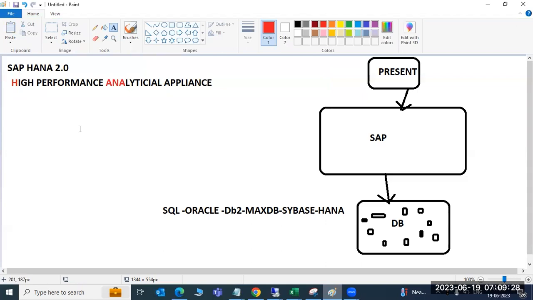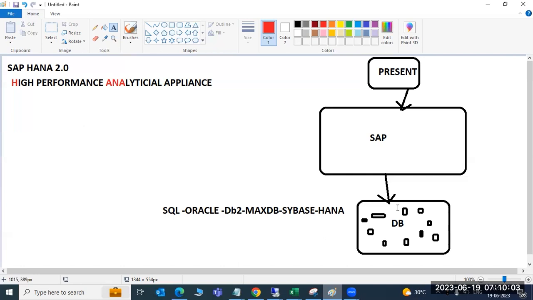In the name itself, in the abbreviation itself, you see high performance. The performance is very high here, for storing the data or retrieving the data from the database. Normally a database is not only for storing the data, we can also retrieve the data from the database level, also for analysis purposes, right?